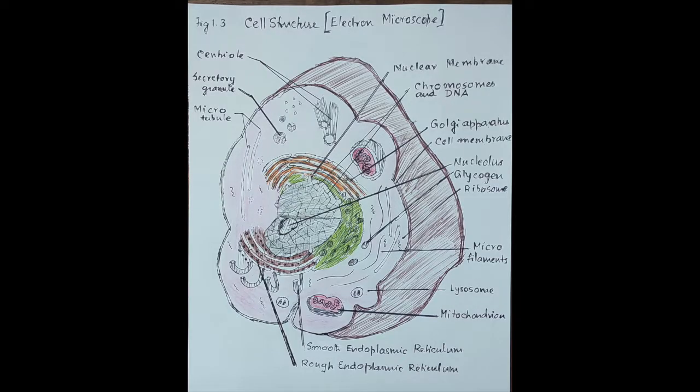This figure 1.3 shows the cell structures under the greater magnification of the electron microscope. The cell membrane encloses the nucleus, nucleolus, chromatin, endoplasmic reticulum, Golgi apparatus, ribosomes, and other cell structures.